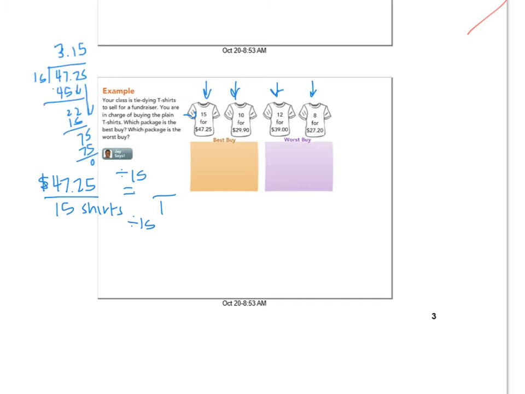Alright, so after working out the math up here, I found that 3.15 is the answer to 47.25 divided by 15. So I know that it's going to cost $3.15 per shirt. So this is per shirt, for one shirt.